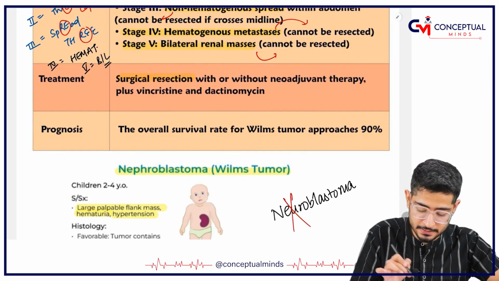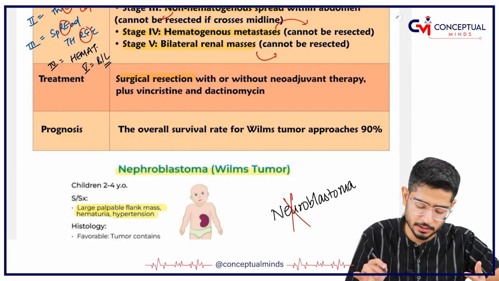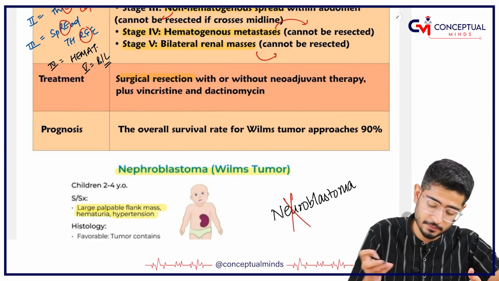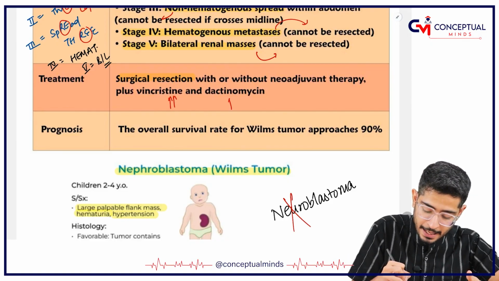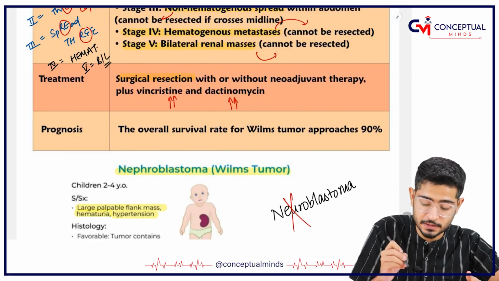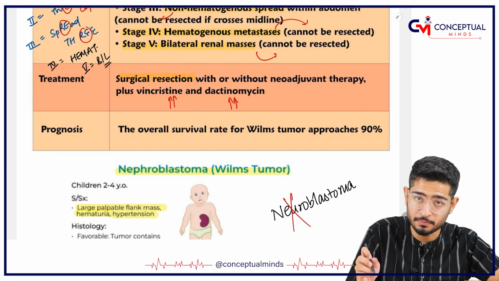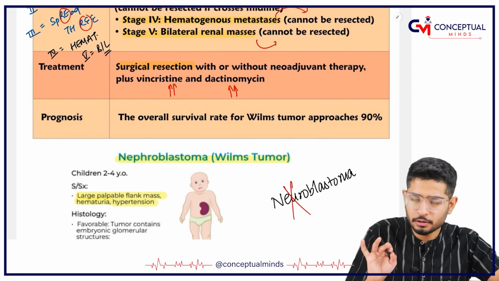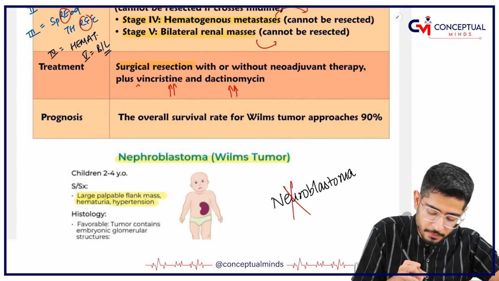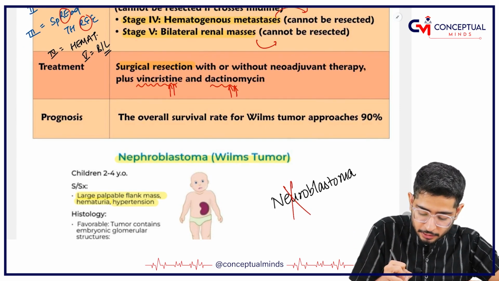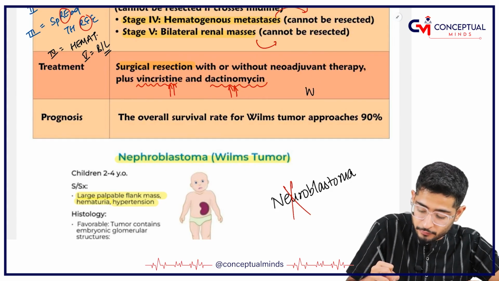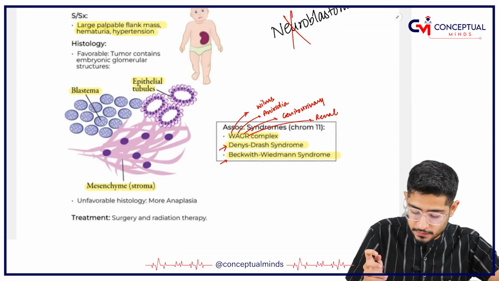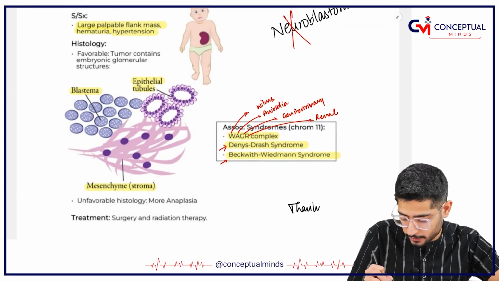So surgical resection without the neoadjuvant chemotherapy you can give, but if you are giving the chemotherapy later on, the vincristine and dactinomycin is something which is given. Vincristine and dactinomycin is given for Wilms tumor. Overall survival rate is good. So just remember vincristine and dactinomycin. So very simple. Wilms will have vincristine. So this is all about your Wilms tumor.